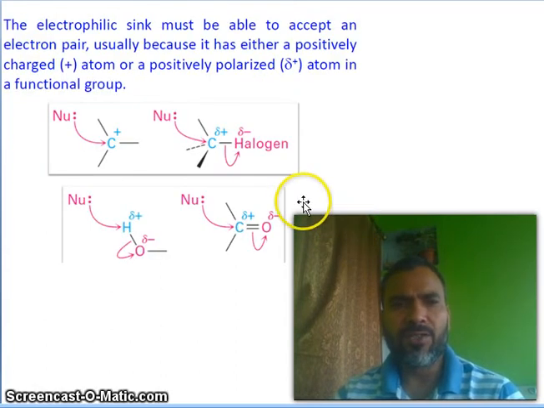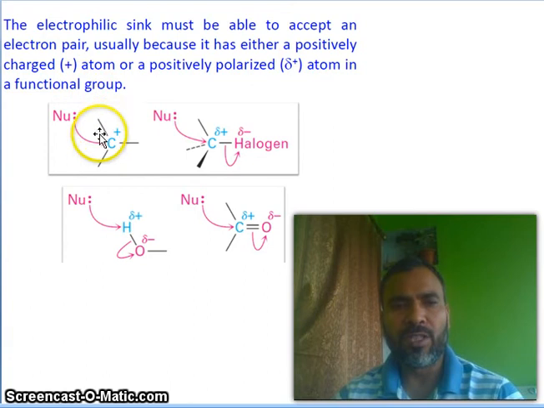In the reactions, the electrophilic sink must be able to accept an electron pair. This is the condition. If it does not accept, then there is a problem. The electrophilic sink must be able to accept an electron pair, usually because it has either a positively charged atom or a positively polarized atom in a functional group. Now you can see this is the nucleophile. Now this center is able to accept.